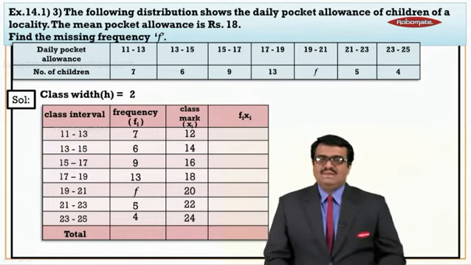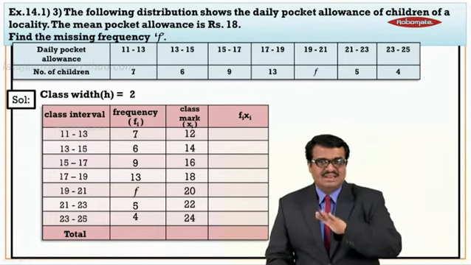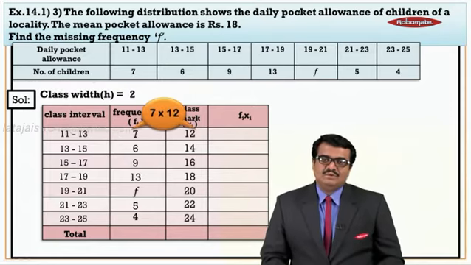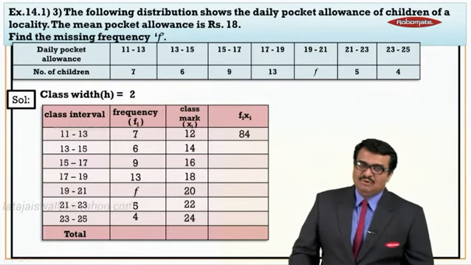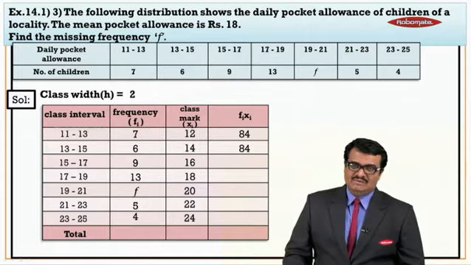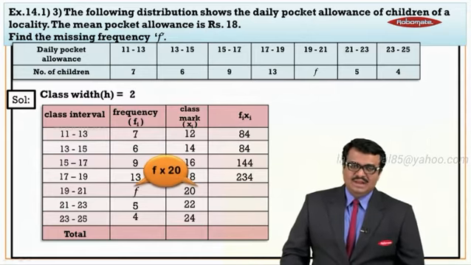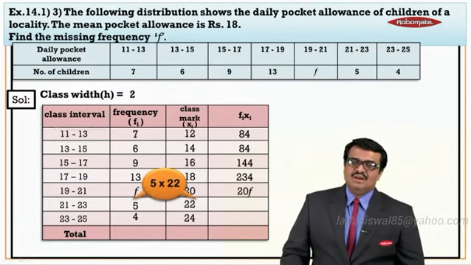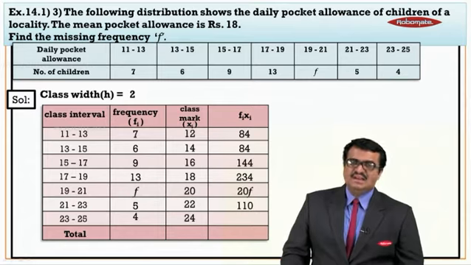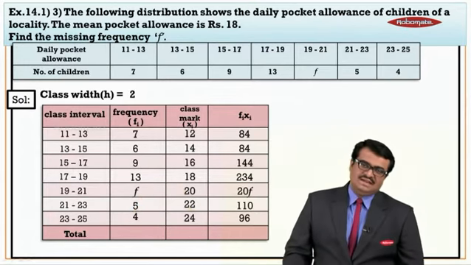Now the last column, that is Fi into Xi. We have to multiply the second and the third column. So Fi into Xi: 7 into 12 gives you 84. 6 into 14 also gives you 84. 9 into 16 gives you 144. 13 into 18 gives you 234. F into 20 gives you 20F. 5 into 22 gives you 110. 4 into 24 gives you 96.